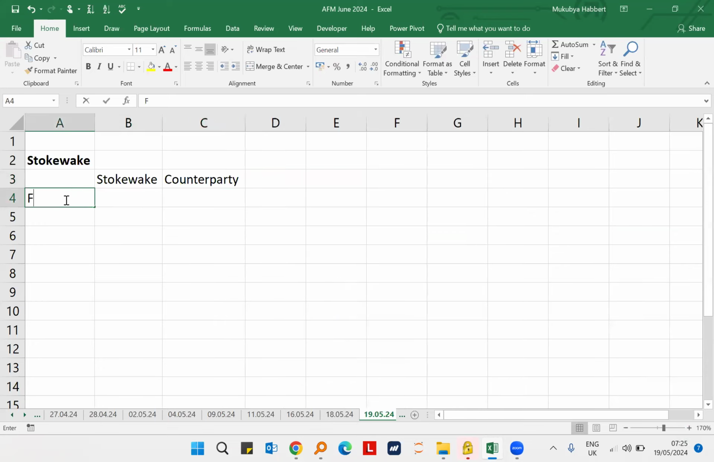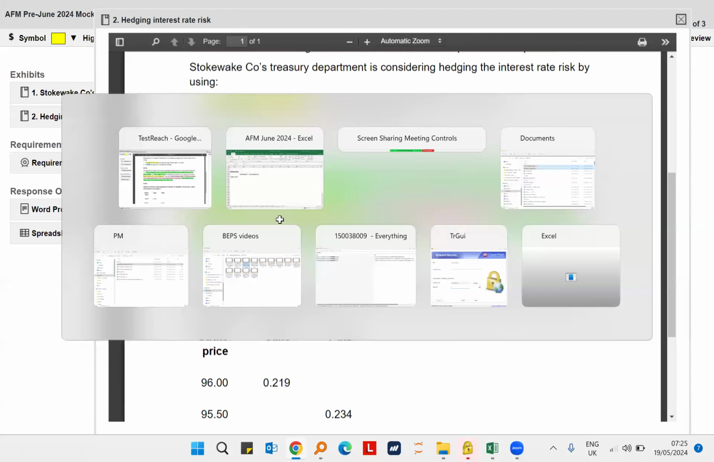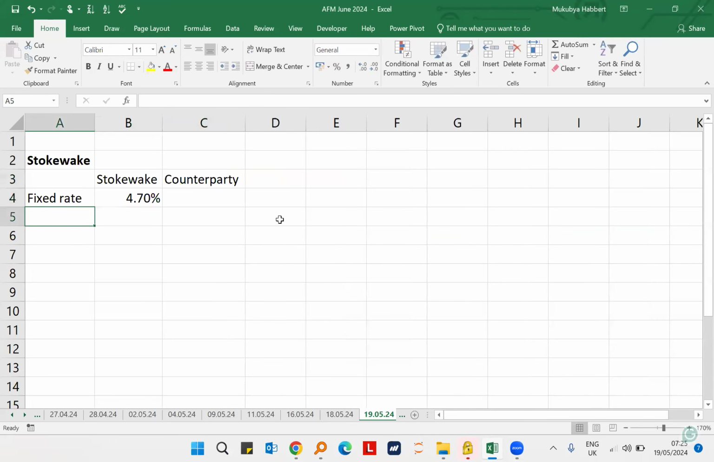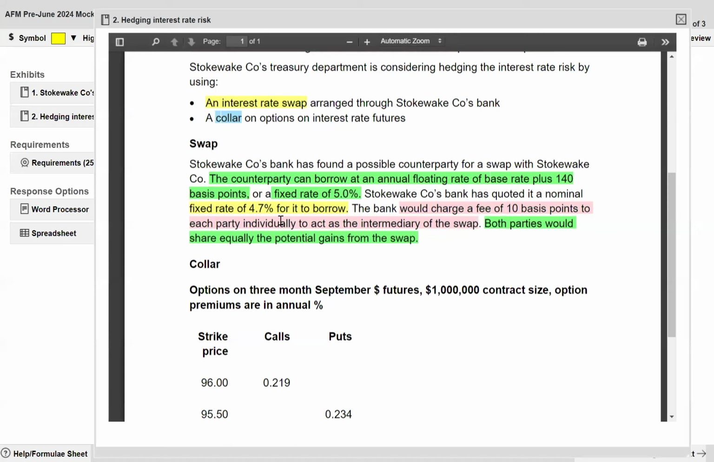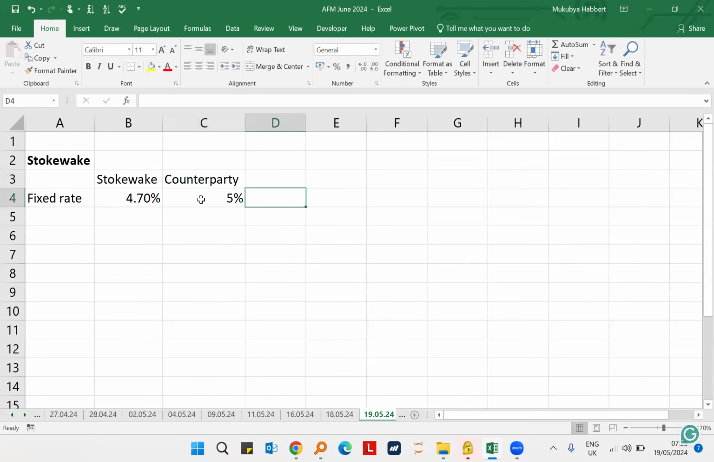So if they borrowed at fixed rate, Stockwake has been quoted, what was the quote? 4.7% at fixed rate. Then the counterparty has been given 5%. So you can have the difference. The difference is 0.3%, if we are doing the fixed rate.